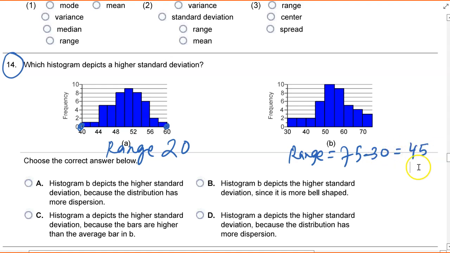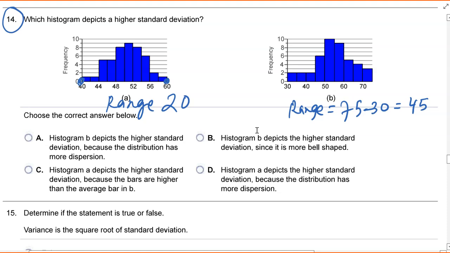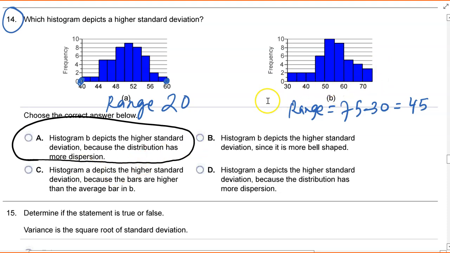Therefore, since histogram B has more range, it has more dispersion. You see that the data is all over 30 to 75. Here the data is between 40 to 60. It is less dispersed, but histogram B is more dispersed. Therefore, it has a higher standard deviation because dispersion is more. The answer to this question is B. Histogram B depicts the higher standard deviation because the distribution has more dispersion. You can see obviously how the data is spread here.